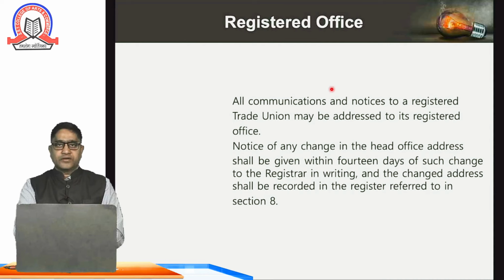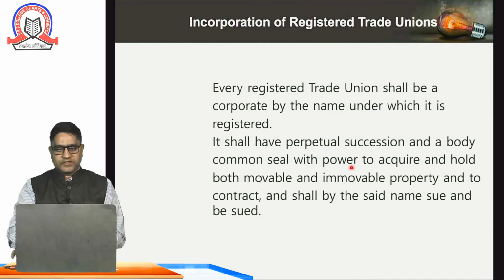The trade union should have a registered office, and the address of this registered office should be communicated to the registrar of the trade unions. Any change should be intimated to the registrar within 14 days if the office has been shifted from one place to another.